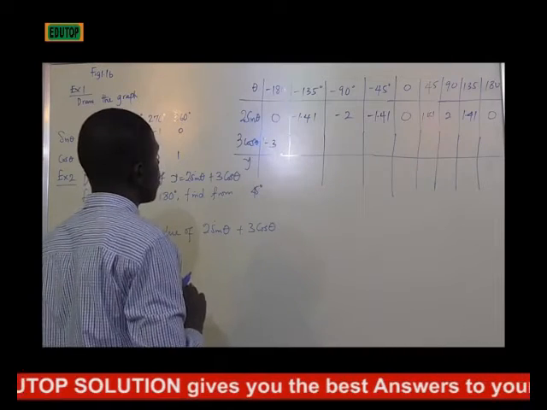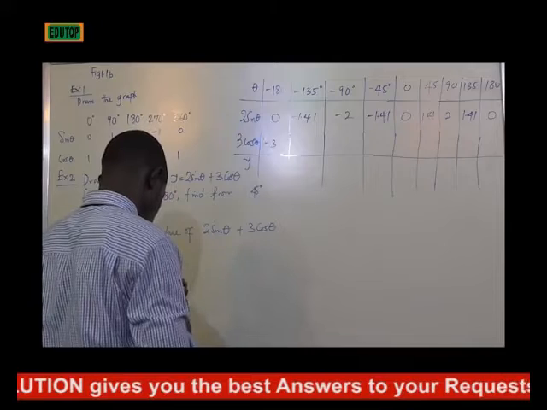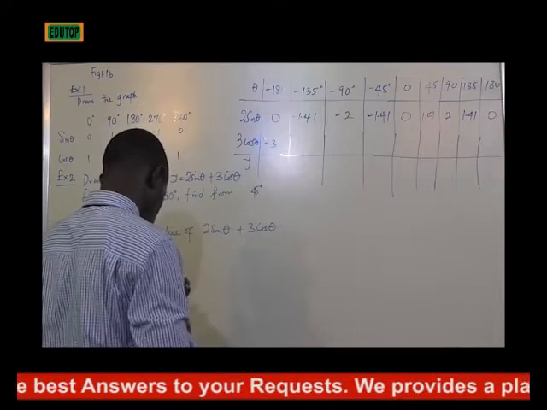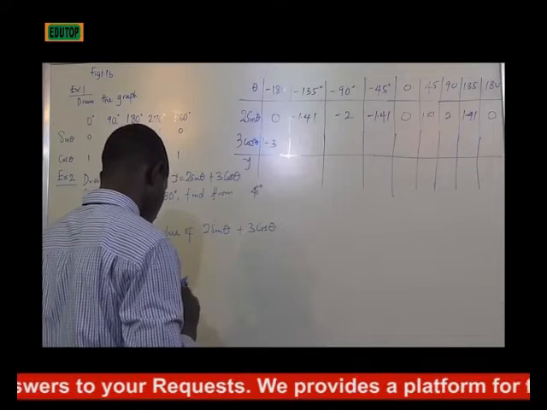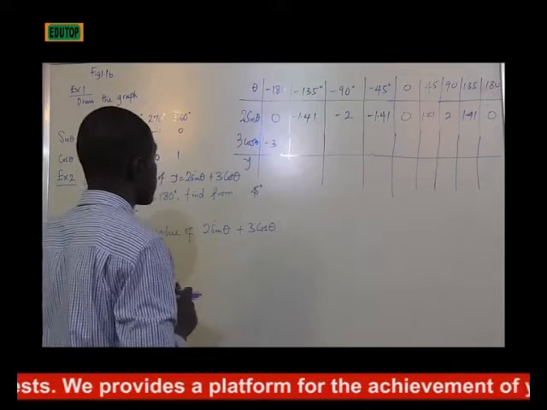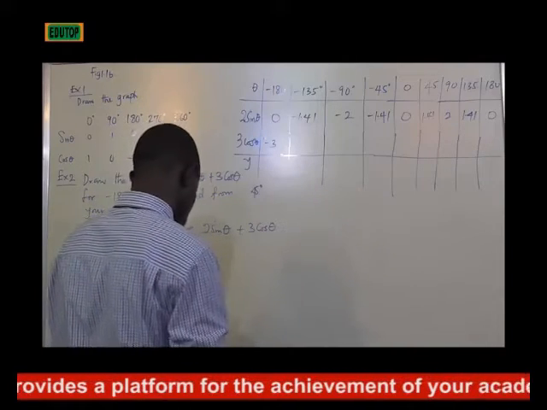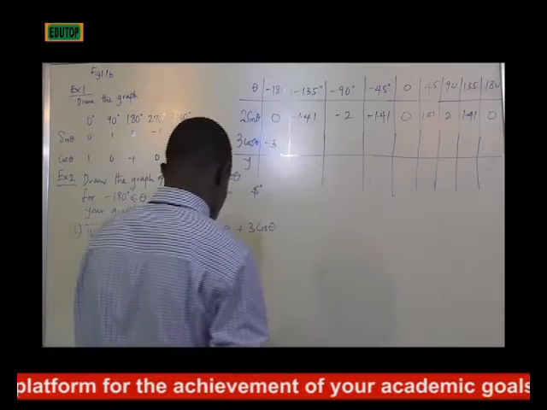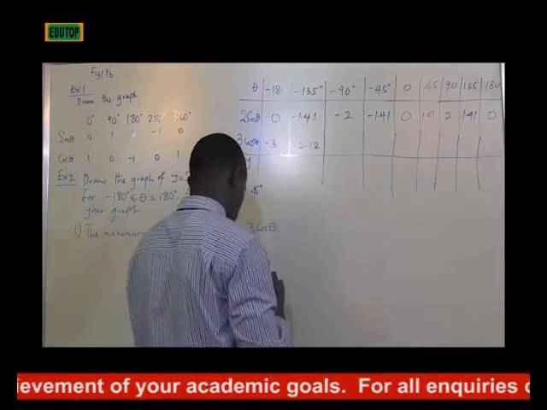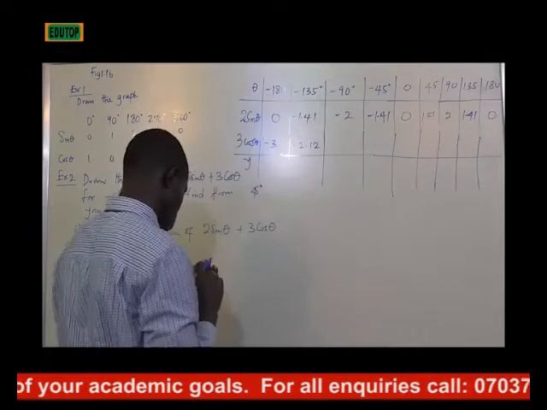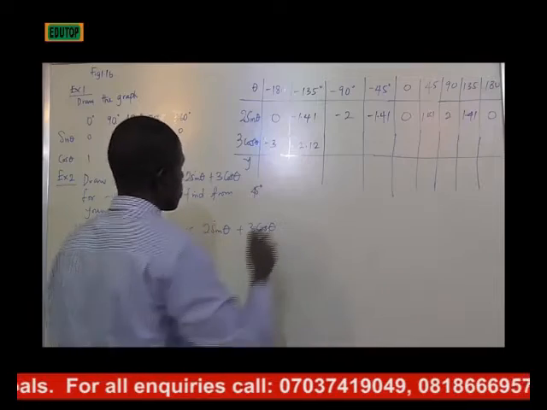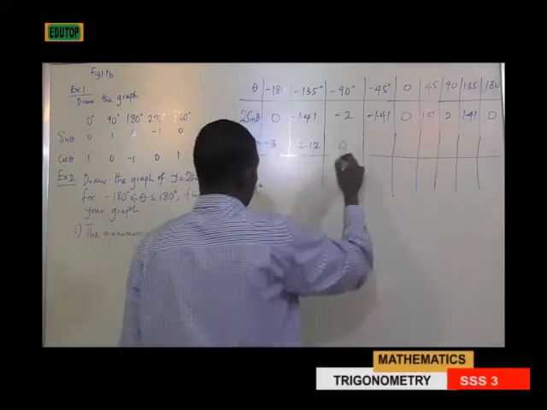Then we have cos minus 135. Cos minus 135 times 2, times 3 rather. That gives minus 2.12. Then this one, cos minus 90, 0. So this one, 3 times 0.